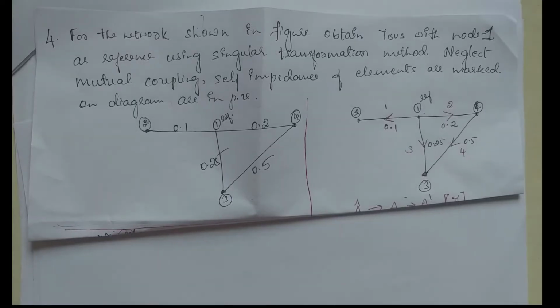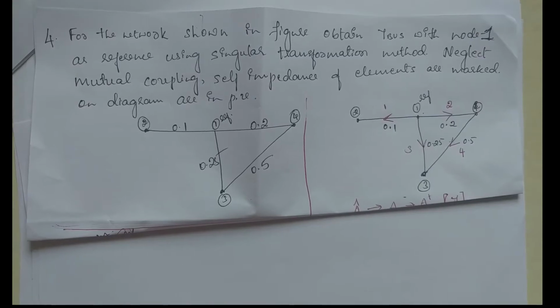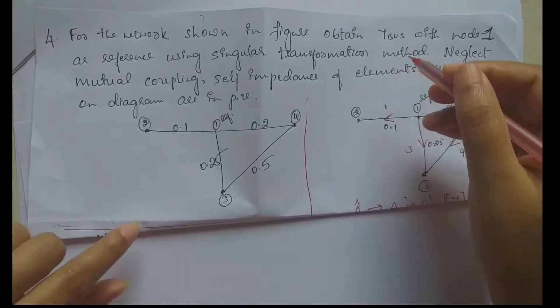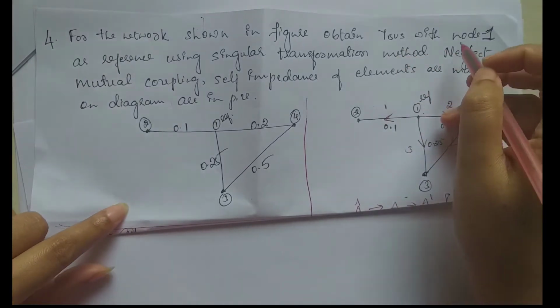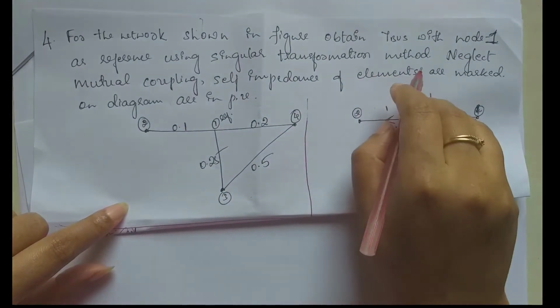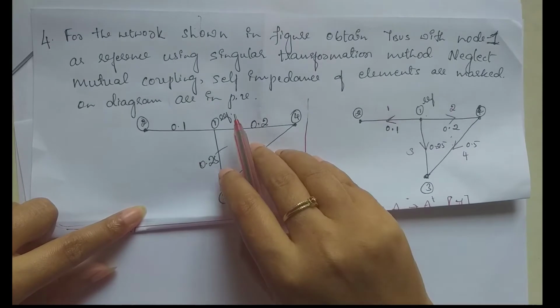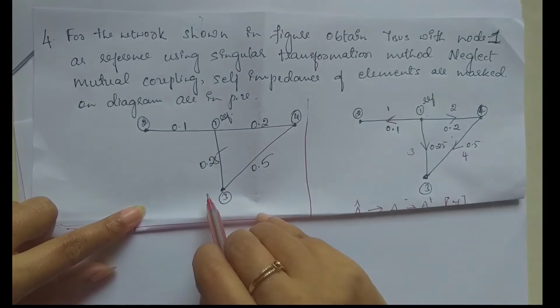Hello students, this is problem number 4 in formation of Y-bus using the singular transformation method. The problem is: for the network shown in the figure, obtain the Y-bus with node 1 as a reference using the singular transformation method. Neglect mutual coupling. Self-impedances of the elements are marked on the diagram, in per unit. This is the given network.